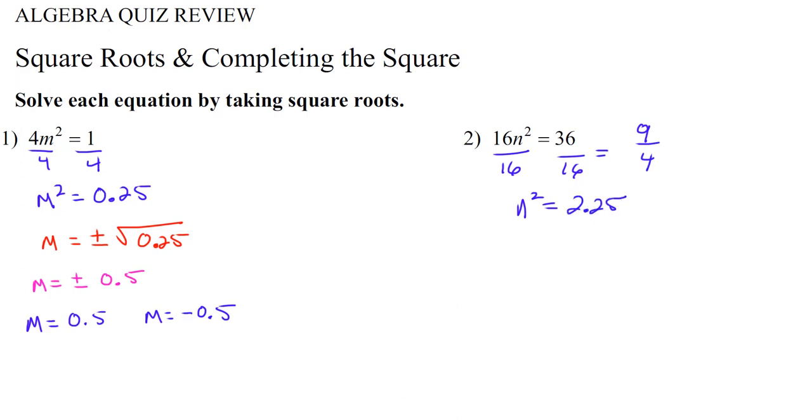Then I don't want n squared, I want n. So the square root of n squared is n. And then that means I need the square root of 2.25. So n equals positive or negative radical 2.25. And the square root of 2.25 is 1.5. So n equals positive or negative 1.5, which means my two answers are n equals positive 1.5 and n equals negative 1.5.